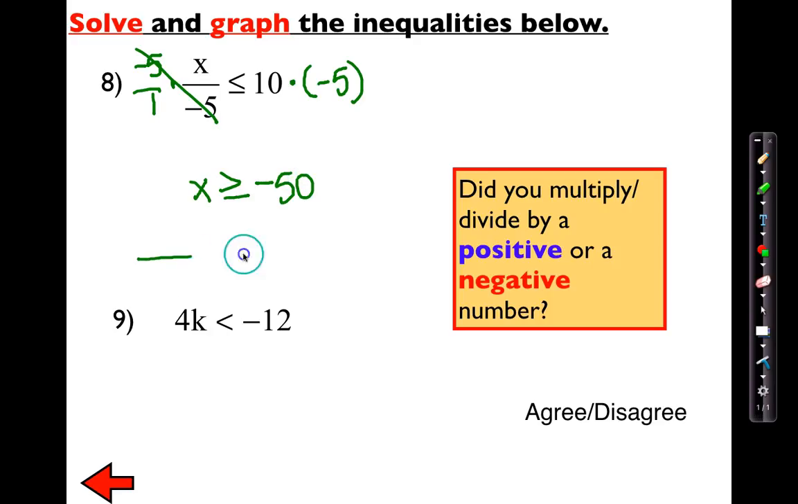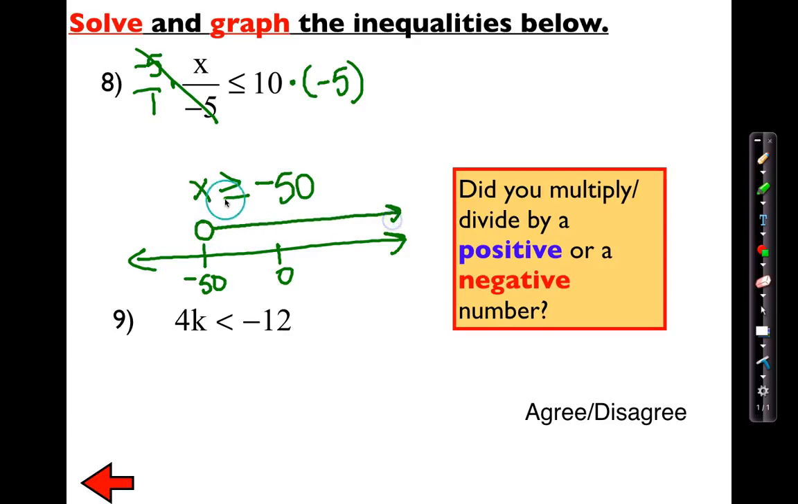So let's go ahead and graph that on a number line. First, starting with the number 0, I'm going to graph a negative 50. I'm always going to start with an open circle first. So x is greater than, so greater than is going to be all the values to the right. But because it's also equal to, I'm going to have to include negative 50, so I'm going to fill that in. So that's what we have.